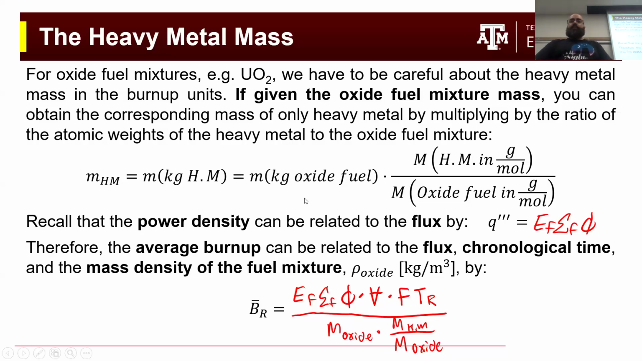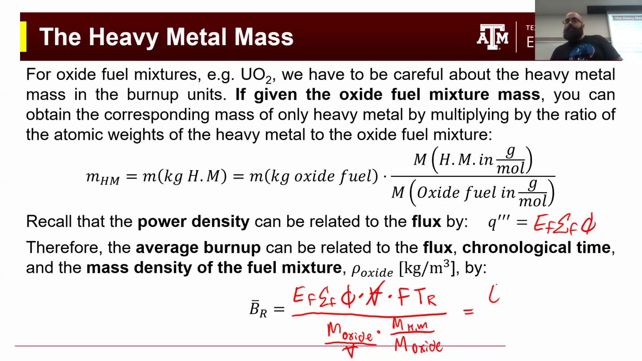So just using this definition right here to rewrite the mass of heavy metal in terms of the mass of the oxide fuel and then the molar mass ratio. And then notice if I have a volume up top, then what I could do is divide the top and the bottom by volume. And if I divide the top and bottom by volume, then this volume is going to cancel. I'm going to end up dividing this by the volume. And if I have a mass divided by a volume for this oxide fuel, what does that quantity come out to if I do mass over volume? That'd be the density of the oxide fuel.